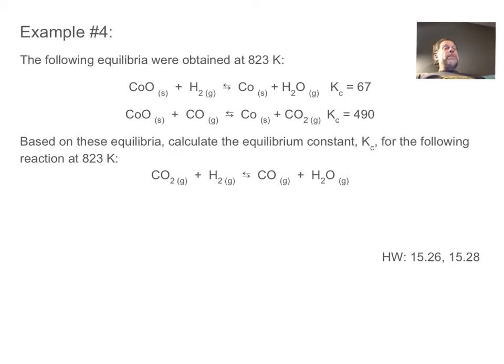So when I'm looking at the mechanism, I see that I have CoO, so cobalt oxide, and hydrogen reacts to form cobalt and water. Water is a product. I see that cobalt oxide and carbon monoxide react to form cobalt and carbon dioxide. And so when I'm looking at those two things, I'm seeing to myself that carbon dioxide is a reactant. So in this case here, I'm going to end up having to flip this reaction.